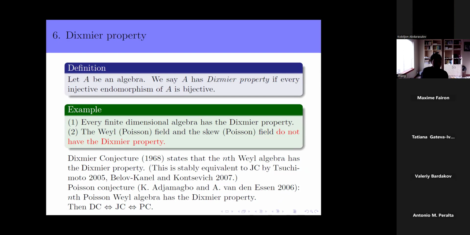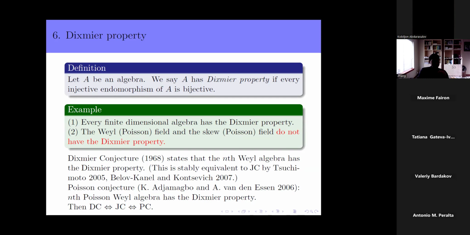Yeah, okay. So let me also mention some results concerning the Dixmier property. So here's the definition. What is the Dixmier property? If A is an algebra, we say A has the Dixmier property if every injective endomorphism of A is bijective. Now, we know that every finite dimensional algebra has the Dixmier property, because if it is injective, by dimension count it must be surjective. Then the Weyl Poisson field, or the skew Poisson field, or the Weyl field, or the skew field, they do not satisfy this Dixmier property. The Weyl field or Weyl Poisson field, these are infinite dimensional, and we can easily construct an injective endomorphism which is not bijective.